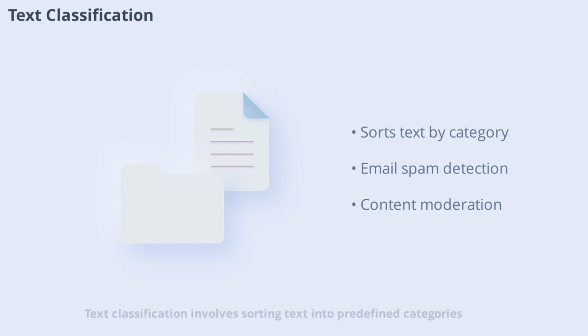Text classification involves sorting text into predefined categories. For example, emails can be classified as spam or not spam, and news articles can be grouped by topic. NLP models analyze the content and assign appropriate labels, making it easier to organize and manage large volumes of text. This technique is widely used in email filtering, content moderation, and more.